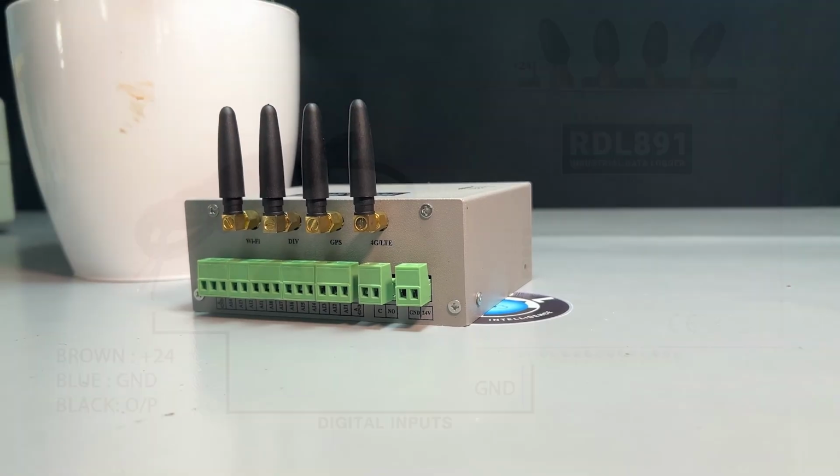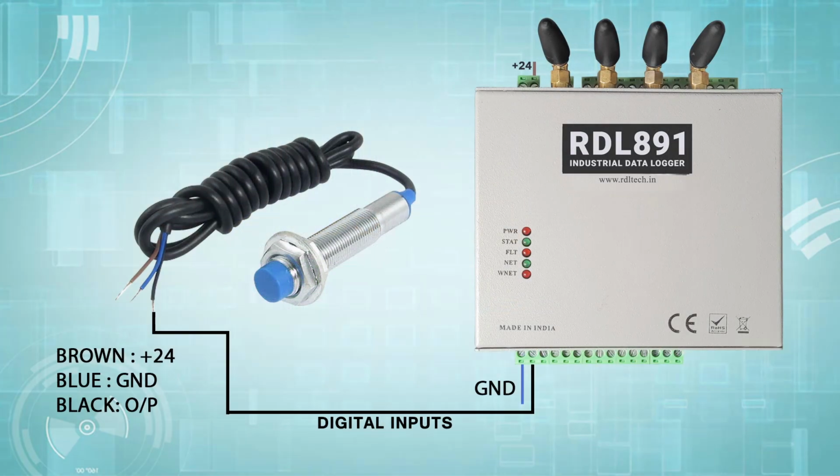First, let us see the connection diagram. The proximity sensor is connected to a datalogger. Here, the black wire is a data output, which is connected to digital input of the datalogger channel 0. And the blue wire is made common to datalogger digital input and ground. The datalogger and the sensor are supplied with a 12 to 24 volts power supply.